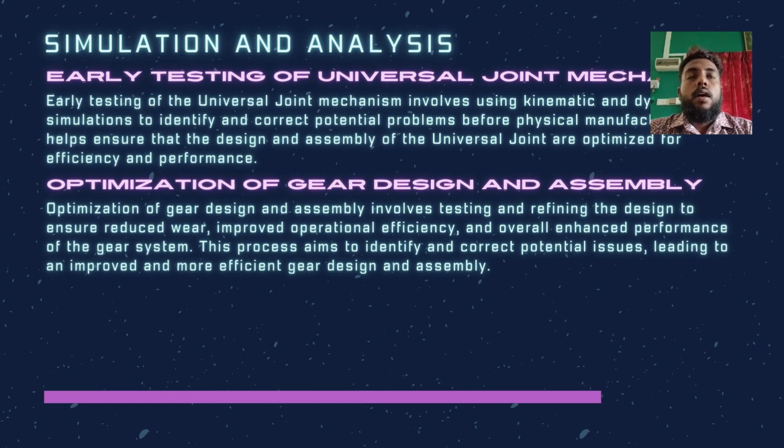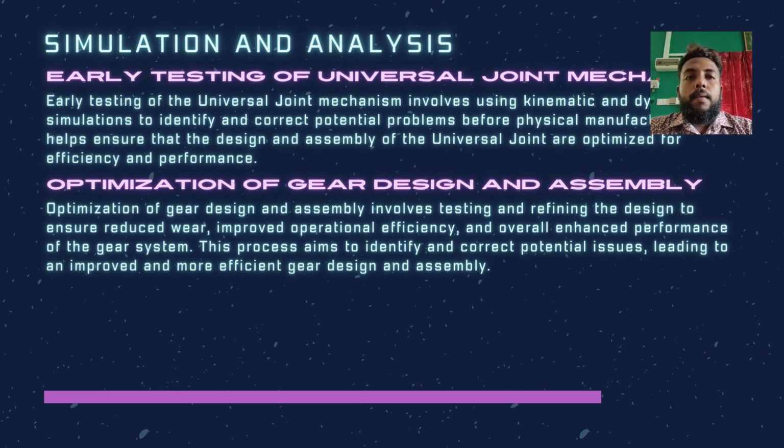First, early testing of the universal joint mechanism. Early testing of the universal joint mechanism involves using kinematic and dynamic simulation to identify and correct potential problems we will have in the future before the physical manufacturing. This helps to ensure that the design and assembly of the universal joint are optimized for efficiency and performance.